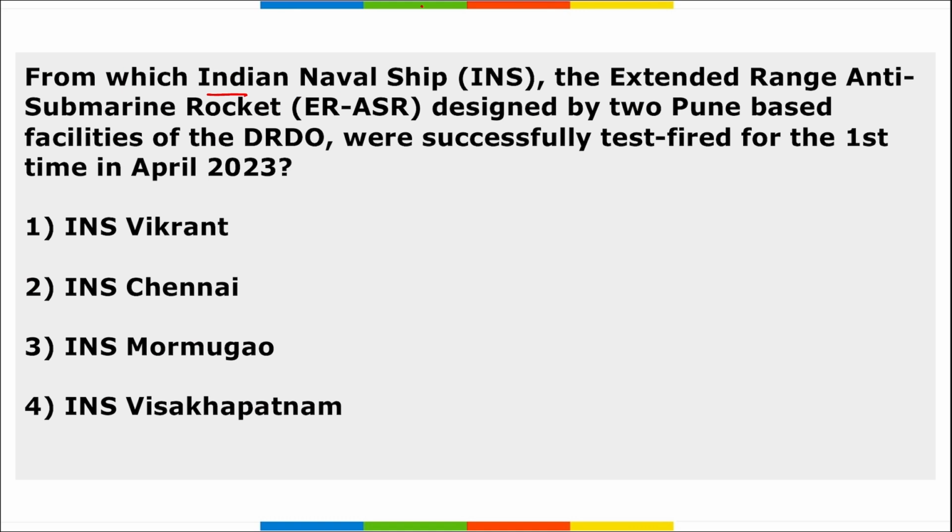Next, from which Indian naval ship was the extended range anti-submarine rocket designed by two Pune-based facilities of DRDO successfully test-fired for the first time? So it is your INS Chennai. Which Indian naval ship? INS Chennai. It recently tested the extended range anti-submarine rocket, and it is for the first time that this was successfully test-fired using INS Chennai.